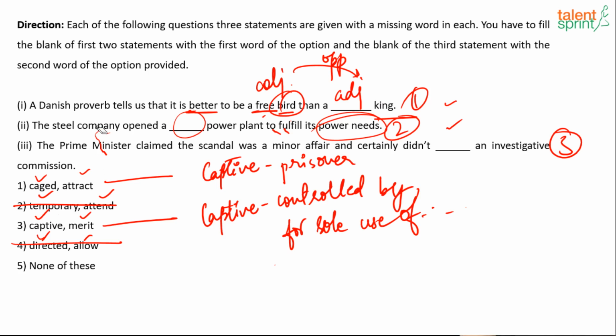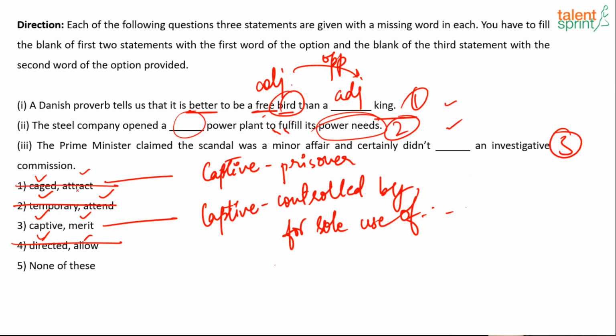Now let's look at the third one. The Prime Minister claimed the scandal was a minor affair and certainly didn't dash an investigative commission. So he's saying that it was a minor thing and it certainly didn't qualify. We are looking for a word which talks about qualify.